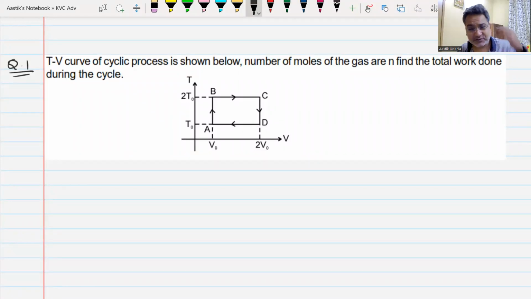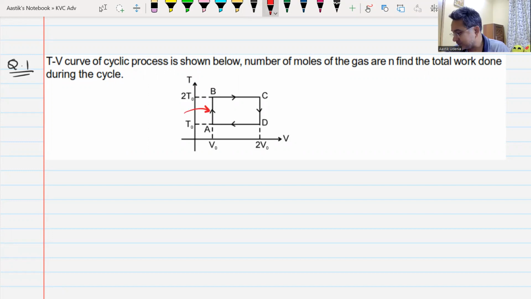You have to understand the question. You have not understood the question. The area under the PV graph gives you work done, not the TV graph. There is no point of finding out the area of this graph. You have to use some common sense. And what is the common sense? What is this process from A to B?